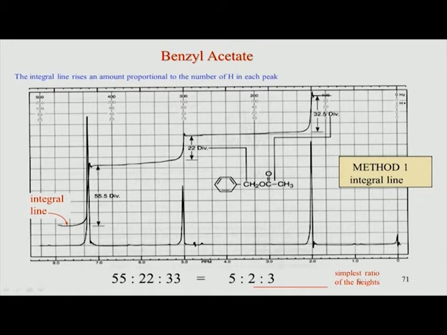So, this is the simplest ratio of the heights. What we typically do is measure the area under each peak, and the ratio of these areas is taken, and the ratio is what is presented in the spectrum.